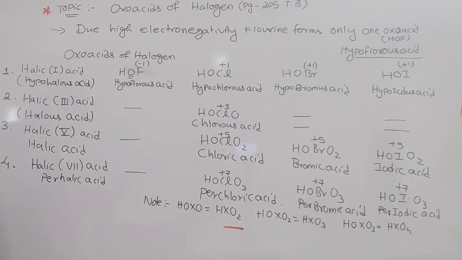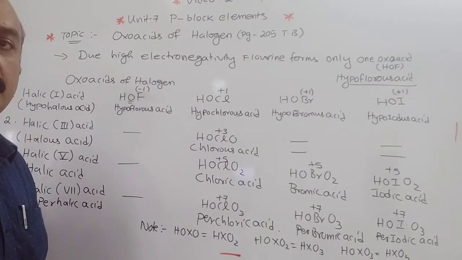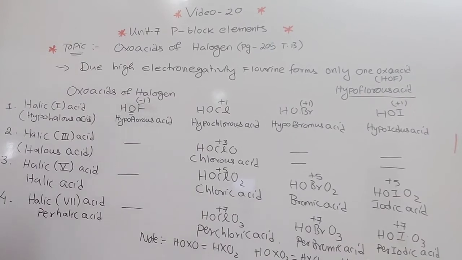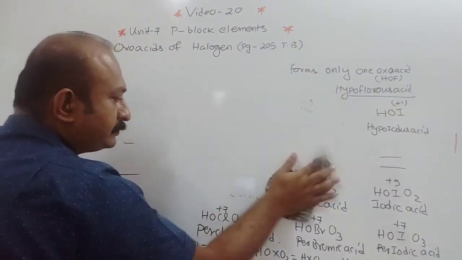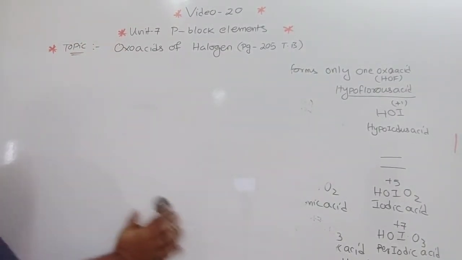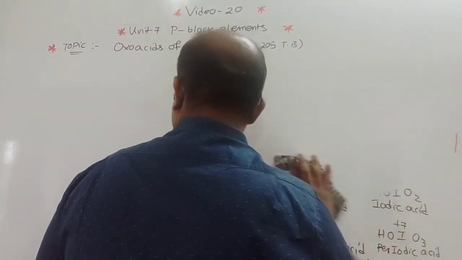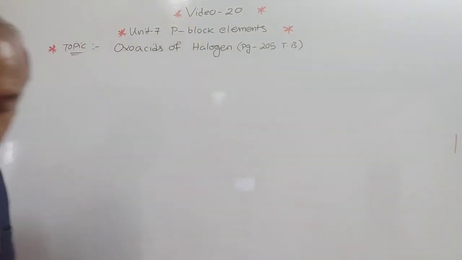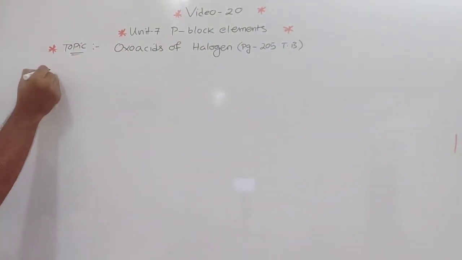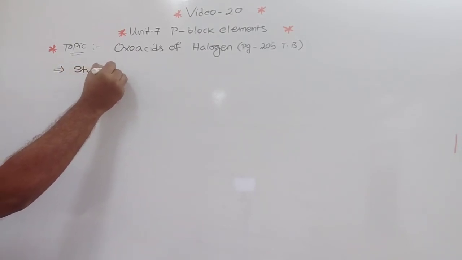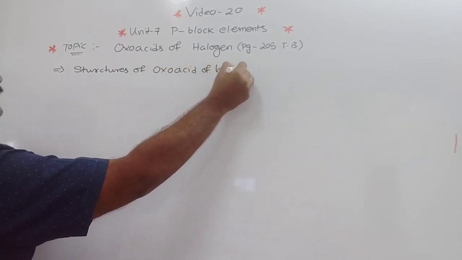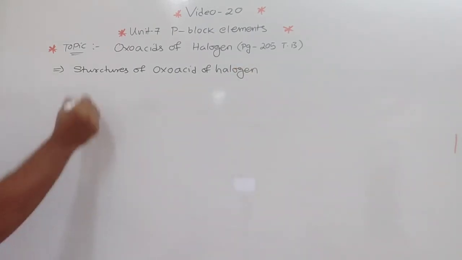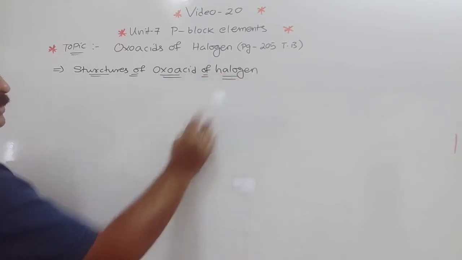Now, we'll draw the structures of these oxoacids. So I'll rub this part. You can see here. End of this part, and then we will write the remaining. Okay. Now we will draw the structures of oxoacids of halogen. Clear? Now in this, there is a very easy technique to remember these structures.